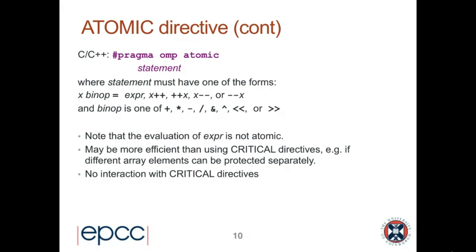One way that this is different from critical is that the evaluation of the expression is not part of the protection. So it's only the update to the variable on the left-hand side that is protected here. So if there are any side effects inside the expression, for example, if the expression happens to call some function which modifies some shared variable as a side effect, then that modification is not protected by the atomic. You would need to use a critical for those circumstances.